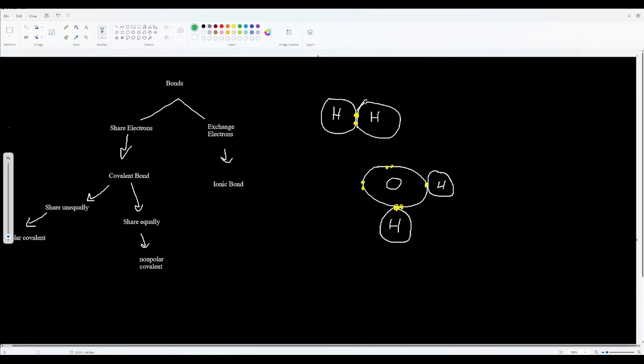Just like hydrogen did with itself, we do here with oxygen, right? So bam, just like that. So now we have a water molecule. This is a water molecule, H2O. Good old water. Couldn't live without it, literally.